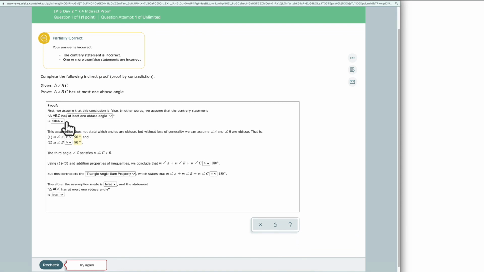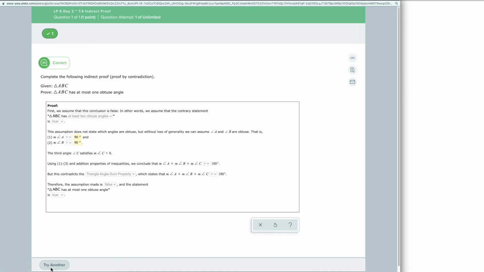Okay, so let's see. We're going to go with this one. It was the first one that I chose, is true. So let's see if that fixes it real quick. Yay! Okay, so I'd assumed we were trying to go with this one, but I chose this one first and then changed my mind. So we're saying that it has at least two obtuse angles instead of at most one. It's just the wording there was a little funny.